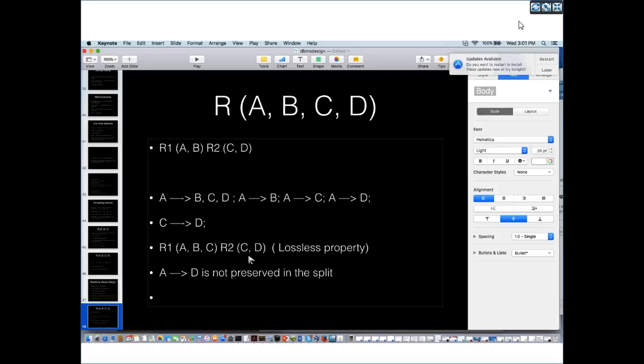C determines D also implies that A determines D. That is the original dependency that we have, C determines D, which also implies that A determines D, is preserved in this split here. So since this is preserved, it is also dependency preserved. This is dependency preserved.